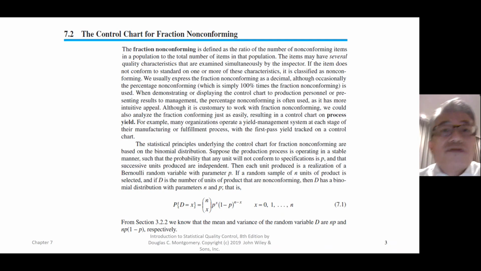Okay, control chart for fraction non-conforming. Spare some time, I would like to get a cup of tea.